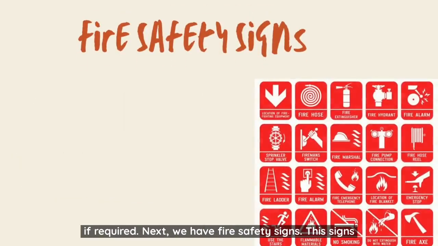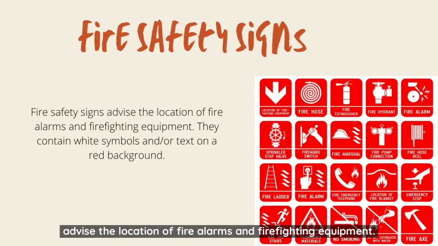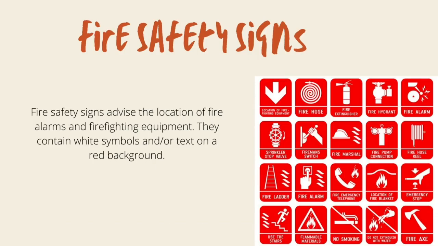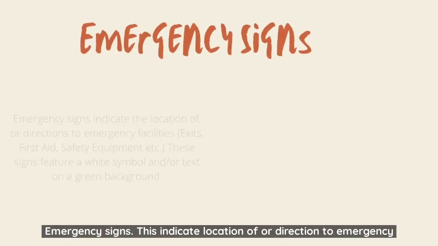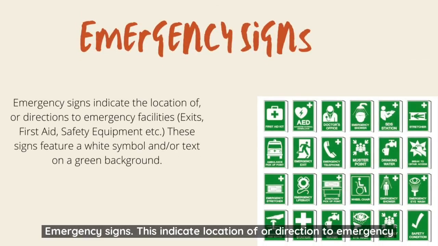Next, we have fire safety signs. These signs advise the location of fire alarms and firefighting equipment. They contain white symbols and or text on a red background. Emergency signs. These indicate the location of or direction to emergency facilities. These signs feature a white symbol and or text on a green background.